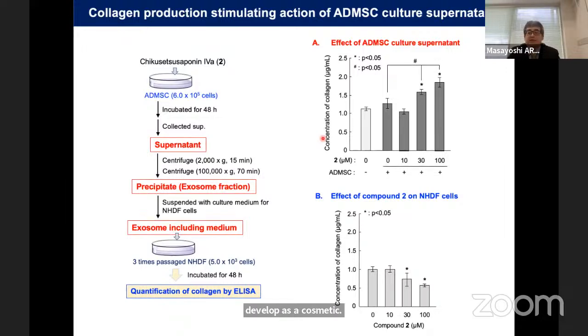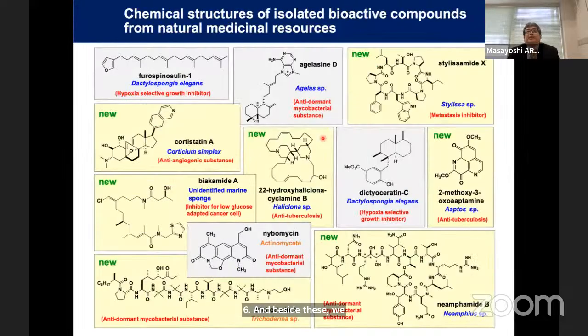Besides this, we have so far found bioactive compounds as shown here. My laboratory also has a synthesis group which conducts research on the total synthesis of these compounds and the synthesis of analog compounds, with the aim of developing them as medicinal seeds.